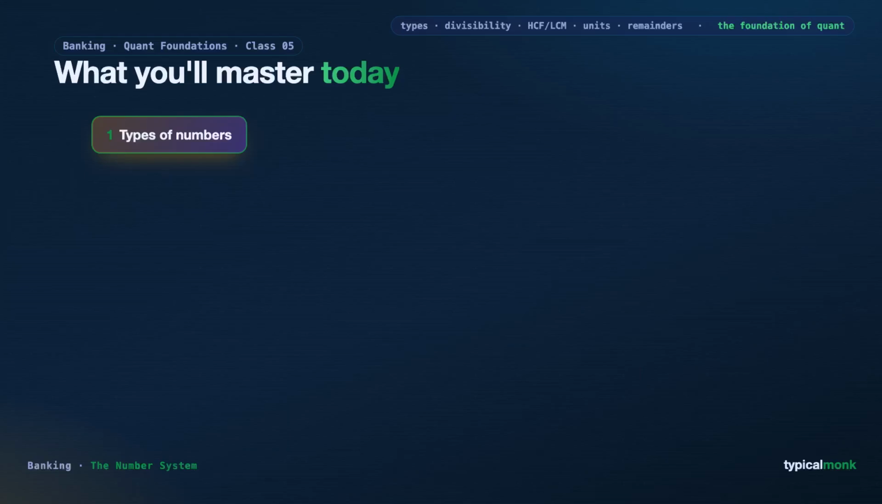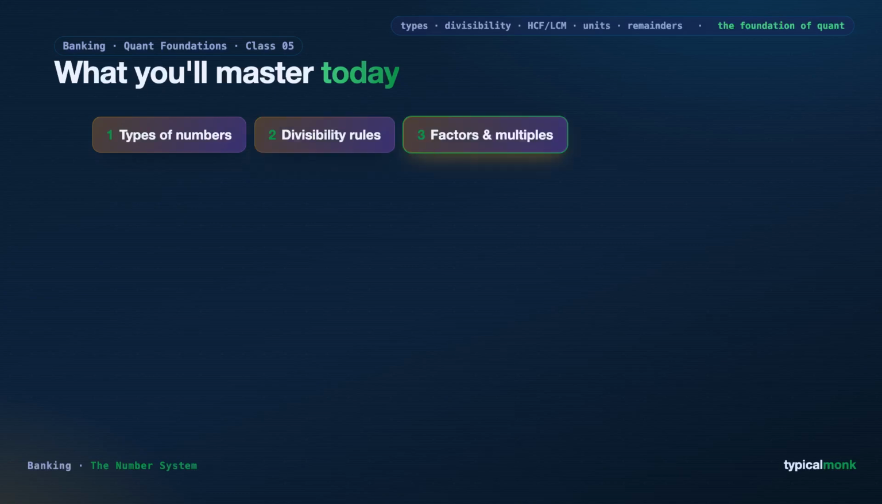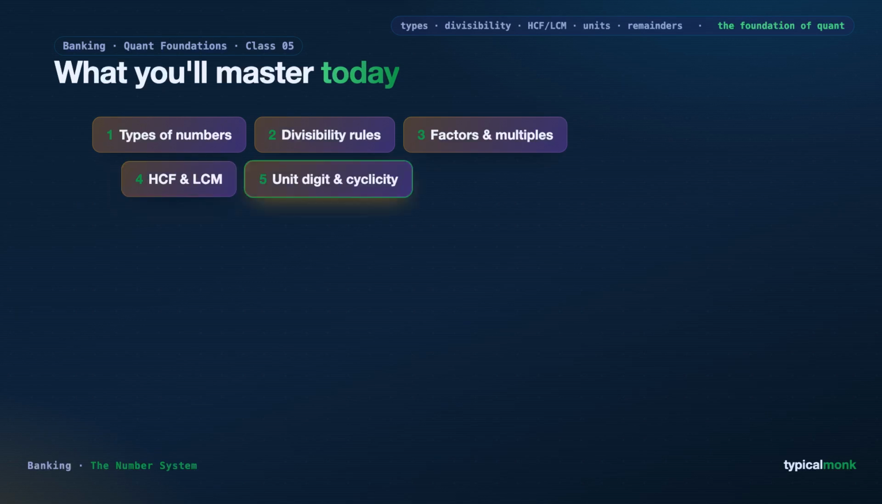Here is our path for today. First, the types of numbers. Second, divisibility rules. Third, factors and multiples. Fourth, HCF and LCM. Fifth, the unit digit and cyclicity. And sixth, remainders. Let us dive in.